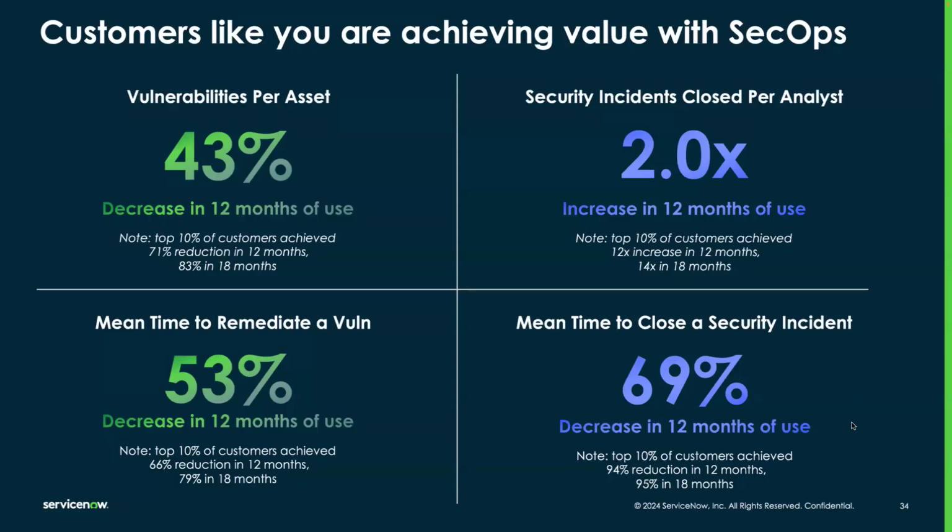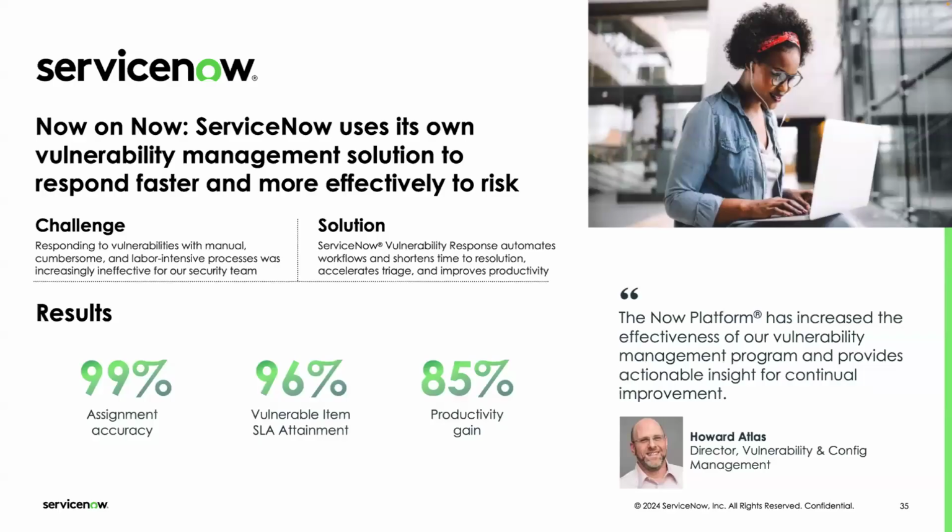So if we look at how we do it ourselves, here at ServiceNow, we're not only the developer of these applications, but we're also our own client. We're also our own customer of these applications. So we do use vulnerability response internally here. We are customer zero. We use vulnerability response to move from using manual labor-intensive processes to respond to vulnerabilities. And we are leading to over 99% accuracy in assigning vulnerabilities. Also exceptionally high SLA attainment. And we did achieve an 85% gain in productivity. So what that means is by implementing vulnerability response ourselves, we were able to achieve those results.